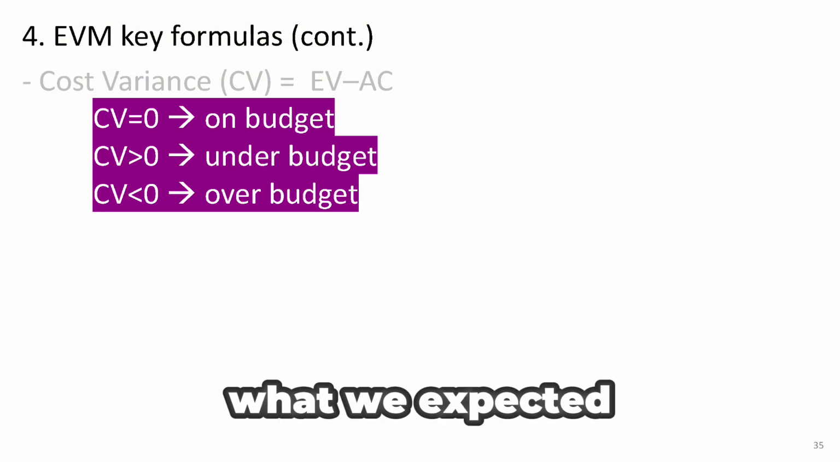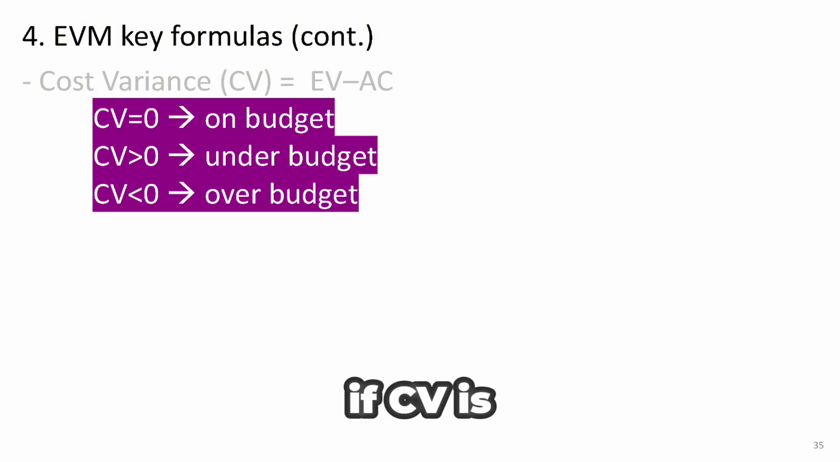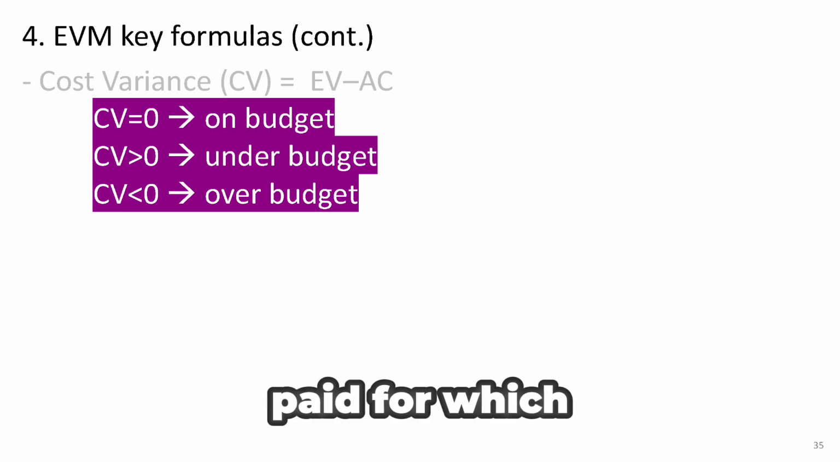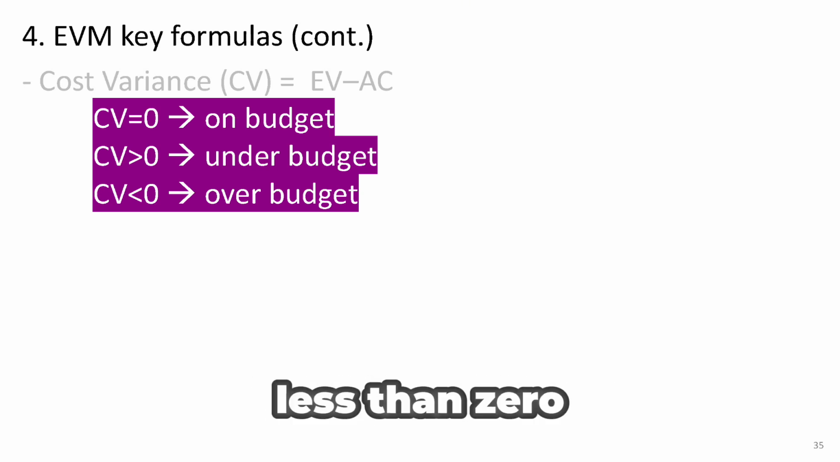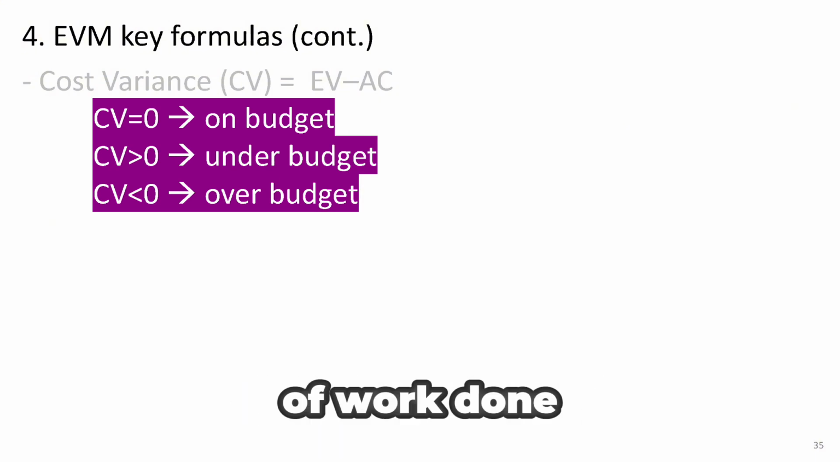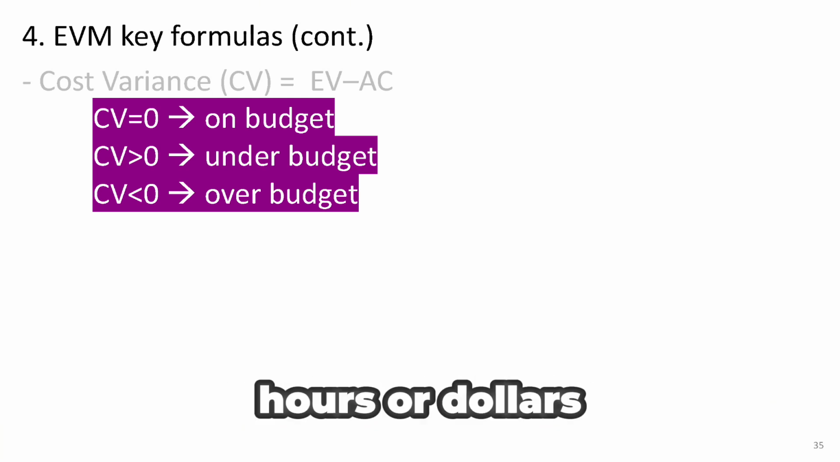We've spent exactly what we expected for the work completed. If CV is greater than 0, we're under budget. We've done more work than we've paid for, which is a good sign. If CV is less than 0, we're over budget. We've spent more than we should have for the amount of work done so far. So CV gives us a quick look at how efficiently we're using our resources, whether it's labor hours or dollars.